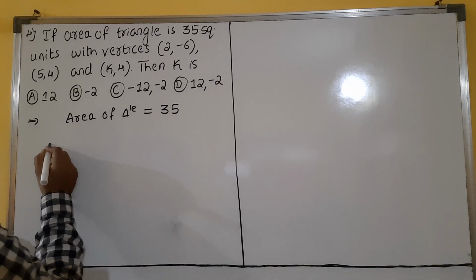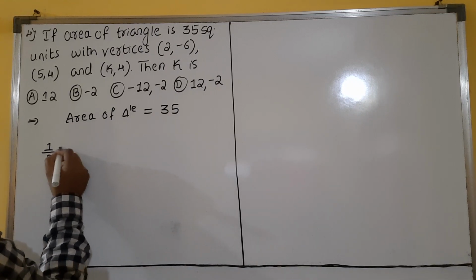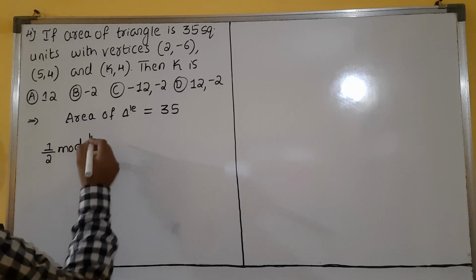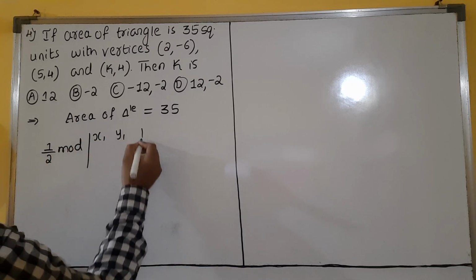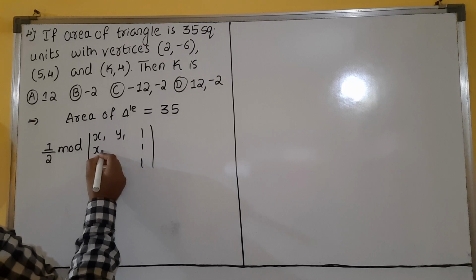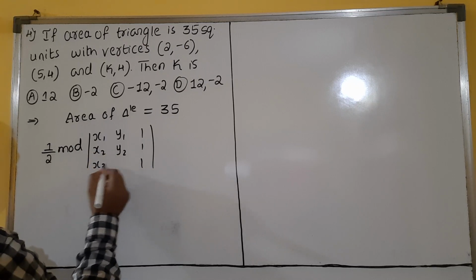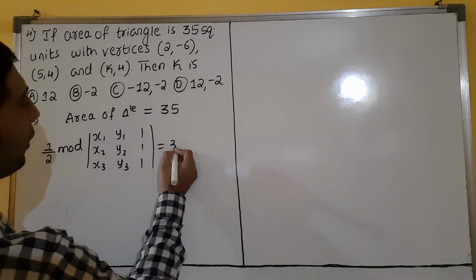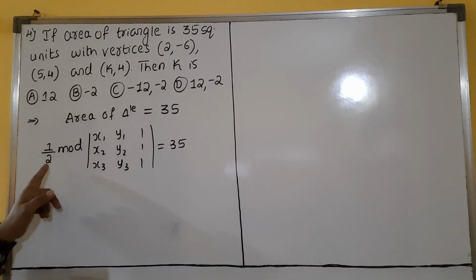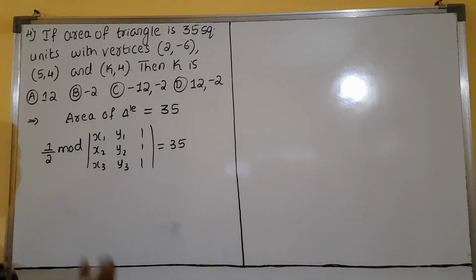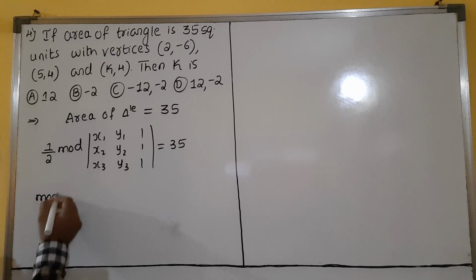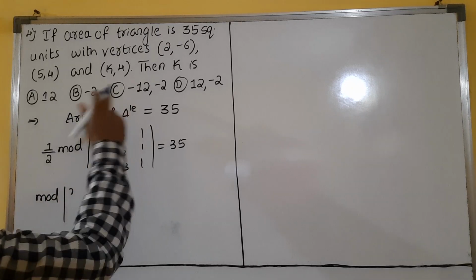Area of triangle is what? Half into mod determinant of x1, y1, 1, 1, 1, x2, y2, x3, y3, dear students. Those who don't know, for them I am writing everything. So cross multiply to this side. So mod you write as it is, mod x1, y1.